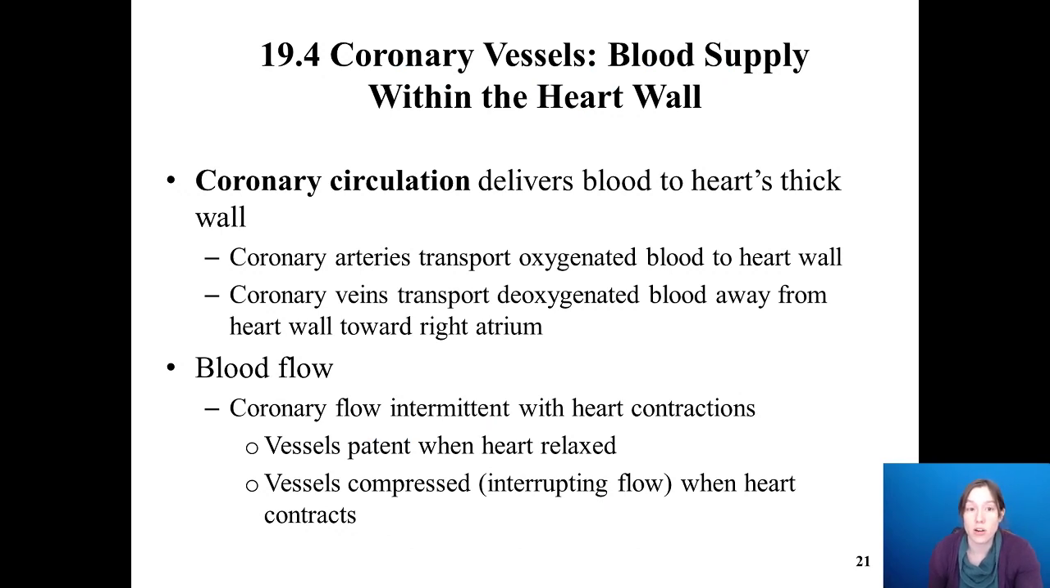So the next thing we'll talk about are coronary vessels, and there's another video that you can watch to look at them. They are the blood supply within the heart wall, and the coronary circulation delivers blood to the heart's myocardium, and that's really important. The arteries transport oxygenated blood to the heart wall, and the veins transport deoxygenated blood away from the heart wall and towards the right atrium. The heart feeds itself first, so it's one of the first little branches off of the aorta. Coronary blood flow is intermittent with the heart contractions. The vessels are patent or open when the heart is relaxed, and the vessels are compressed or the flow is interrupted when the heart contracts.